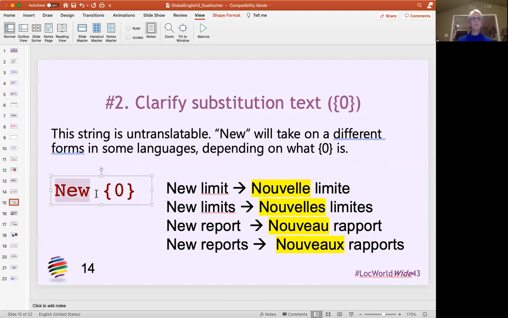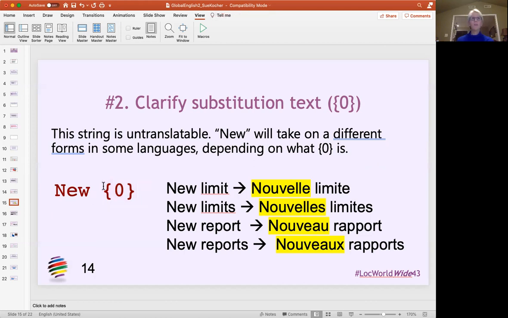This string seems so simple, new something, but the word new can't be translated into many languages if the translators don't know what is in this substitution parameter, okay? So in this case, it turns out that this could be either limit, limits, report, or reports. And in French, the word new has 4 different forms depending on which one of those it is, okay? So, and I understand that in Hindi there's a similar linguistic issue.